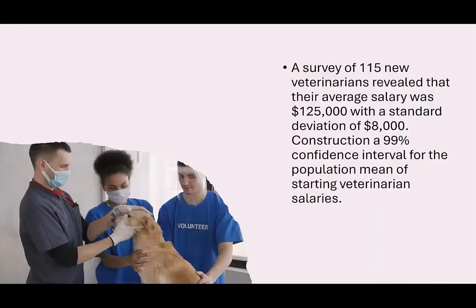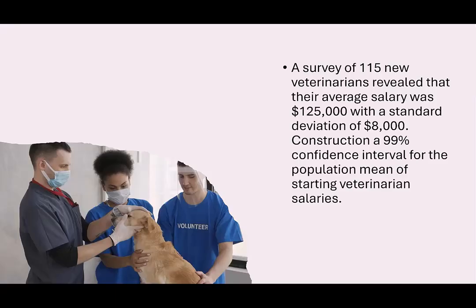Our first question says, a survey of 115 new veterinarians revealed that their average salary was $125,000 with a standard deviation of $8,000. We want to construct a 99% confidence interval for the population mean of a starting veterinarian salary. The first thing we have to decide is what kind of test we'll be performing. Will we use a normal distribution or will we use a t-distribution?